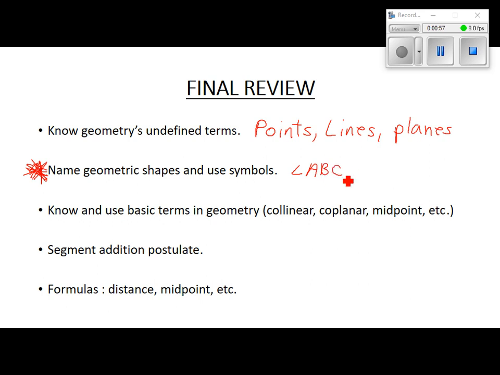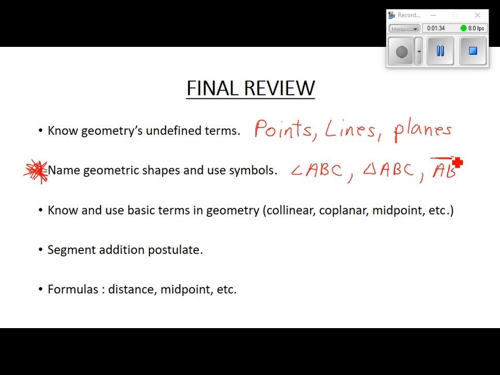Three letters. Are there other ways you could name angles? How many letters other than three? Could use one. We didn't do that very often. We try to stay away from it. You could use also a number. Name a triangle for me. Triangle ABC. Name a segment for me. Make up one. Segment AB. A what? B. What did I forget?